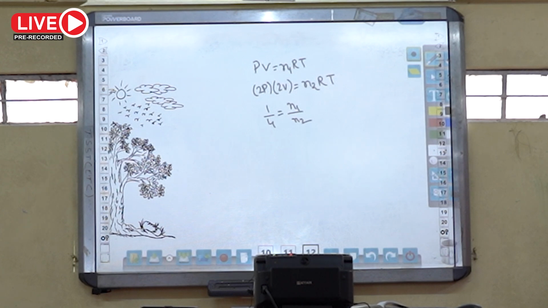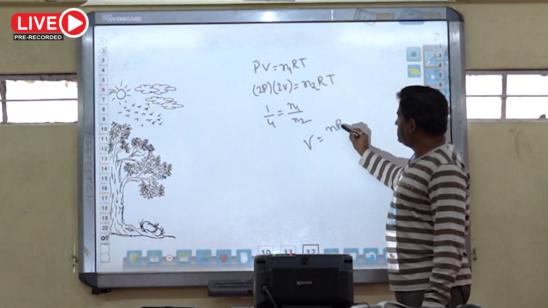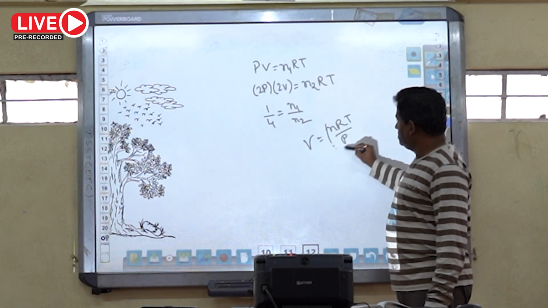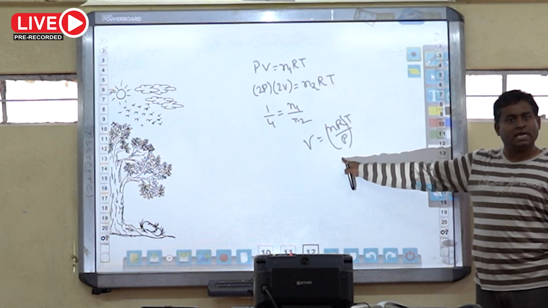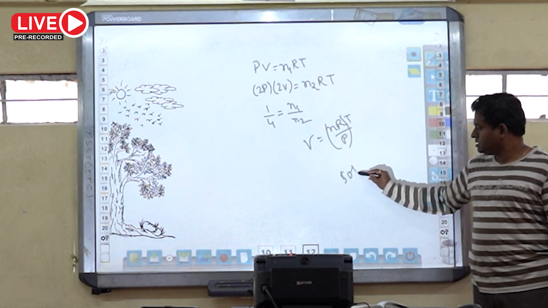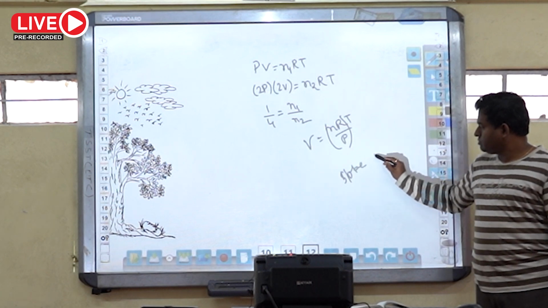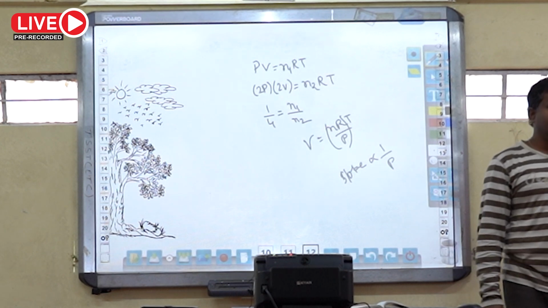Next one. It is the graph of Charles' law, and you know that from the equation PV equal to nRT, V equal to nRT by P. So the V versus T graph is a straight line whose slope contains nR by P. So the slope is proportional to 1 by P. That means it is inversely related to P.